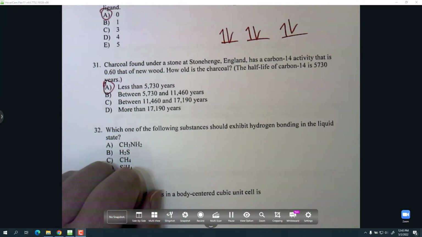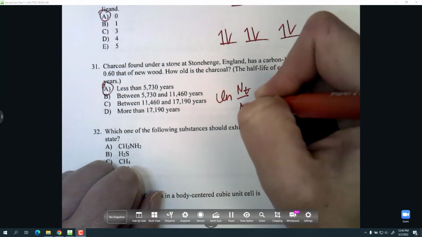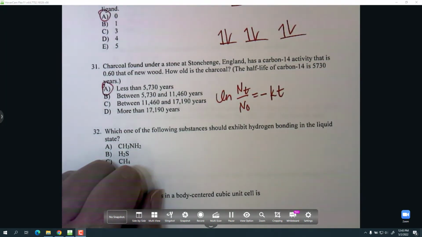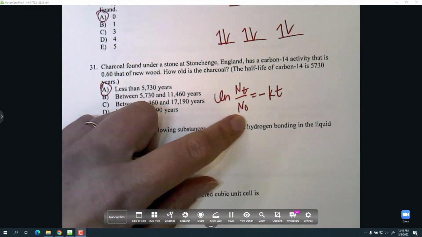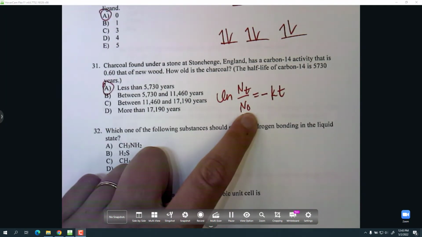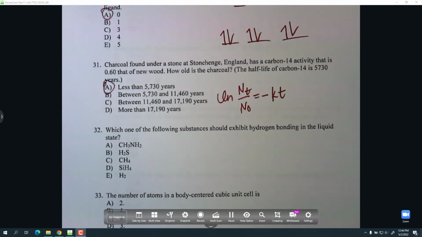You could actually do the calculation if you want the equation. It would be that, and you'd put in 0.6 here because it'd be 0.6 and 1. Whatever amount you have here, it's 0.6 of that here. You could figure it out, but I think you would get an answer less than 5,730 years. And I don't think I actually need a calculation.